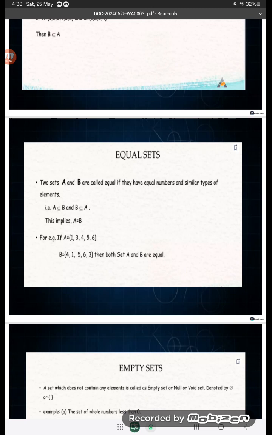A is a subset of B and B is a subset of A. This implies that A is equal to B. If we have a set A equal to 1, 2, 3 and B is also 1, 2, 3, that means A is a subset of B and B is also a subset of A, which is called equal sets.